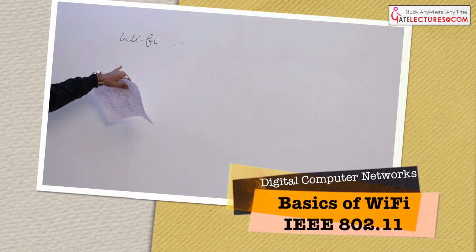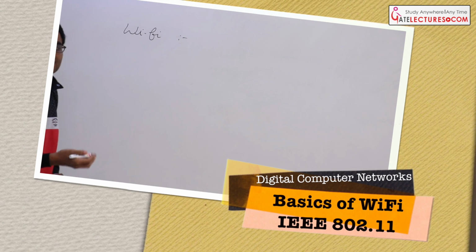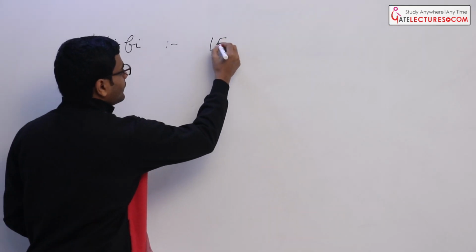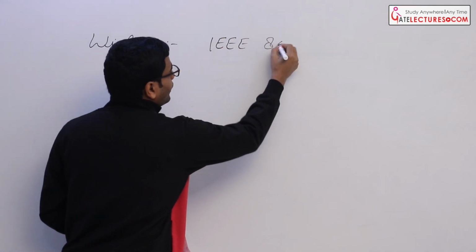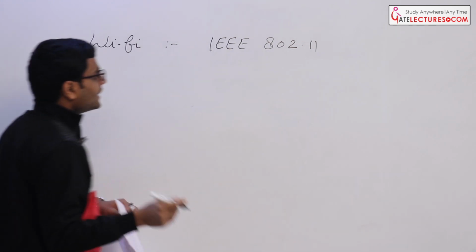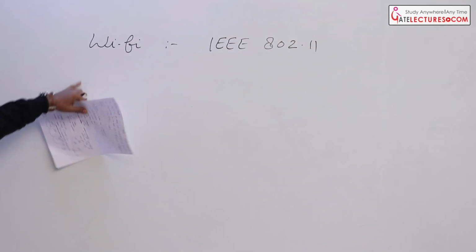So Wi-Fi is nothing. It is a market name of the standard IEEE 802.11, and this is what we have to prepare for GATE.